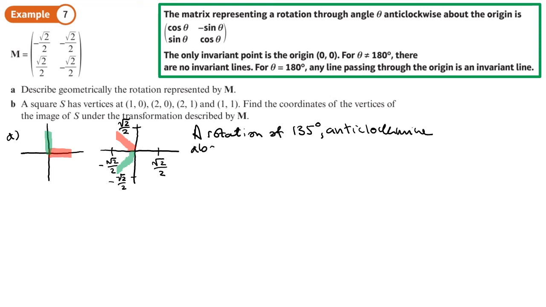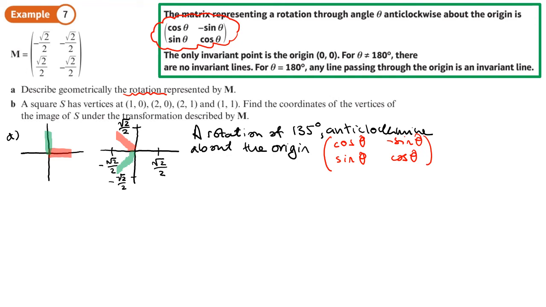about the origin. Now you might think to yourself, right, is there another way that I can do this without having to rely on trying to draw a diagram? Okay, yes there is. Since we are told that this is a rotation, all rotation matrices come in this format. Okay, so cos theta, negative sine theta, sine theta, cos theta. Now I don't think this is in the formula book. I'll double check, but I don't think it is.